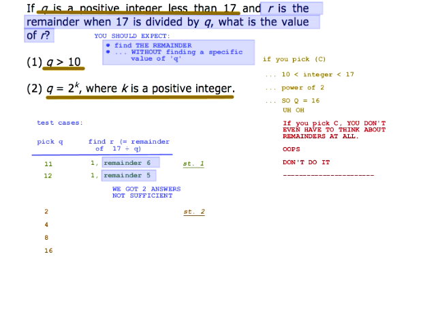Again, if we get 2 answers, then we just stop. But this is the end of the line. So 17 divided by 2 is 8 with remainder 1. 17 divided by 4 is 4 with remainder 1. Again, all we care about is the remainder, not the quotient part. 17 divided by 8 is 2, remainder 1. Oh, look at this. 17 divided by 16 is 1 with remainder 1. Boom. This is sufficient. There's only 1 possible remainder.